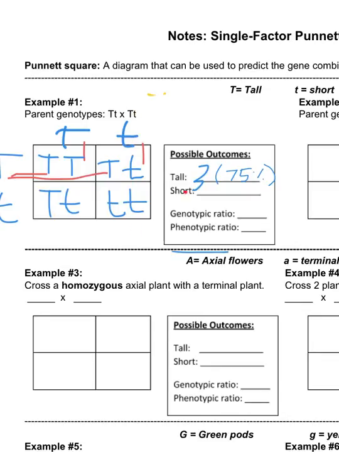Okay, so looking over here, how many would end up being short? So only one of the offspring has the probability of being short. So that's 1. So that would be 25%. Okay.